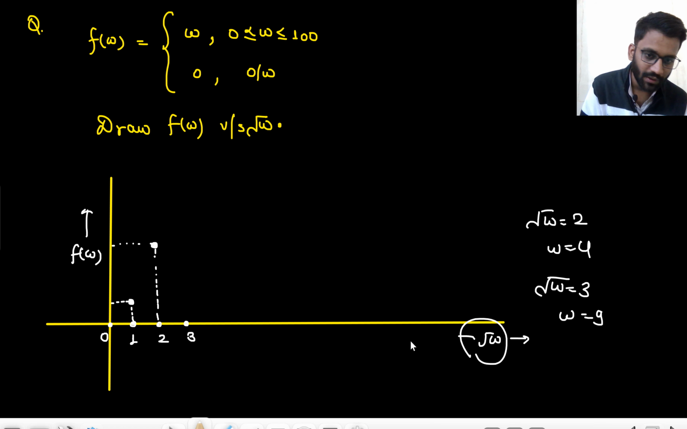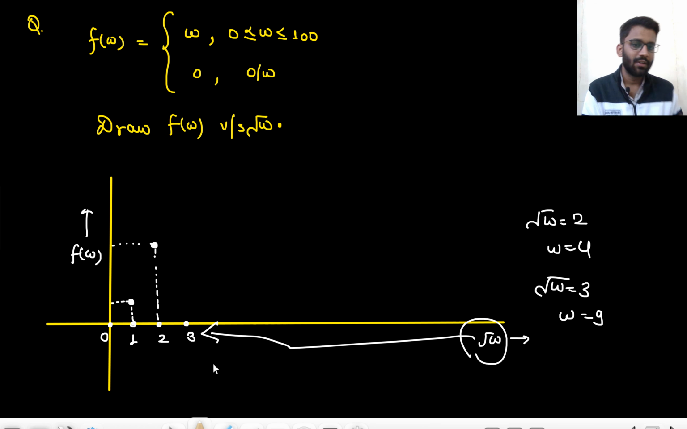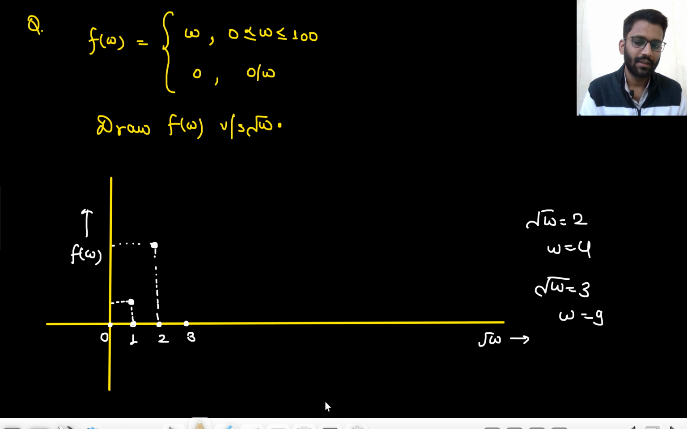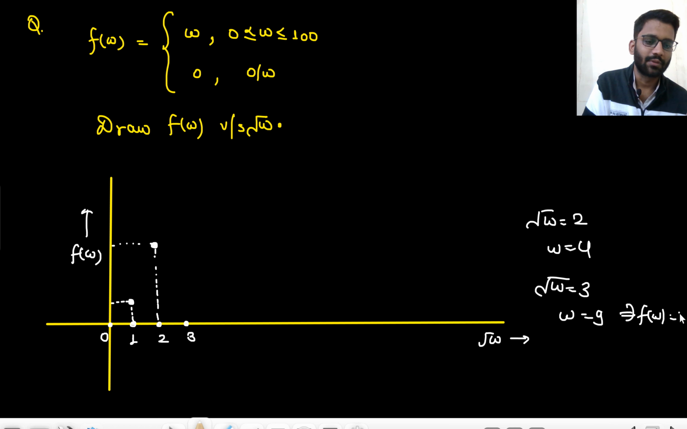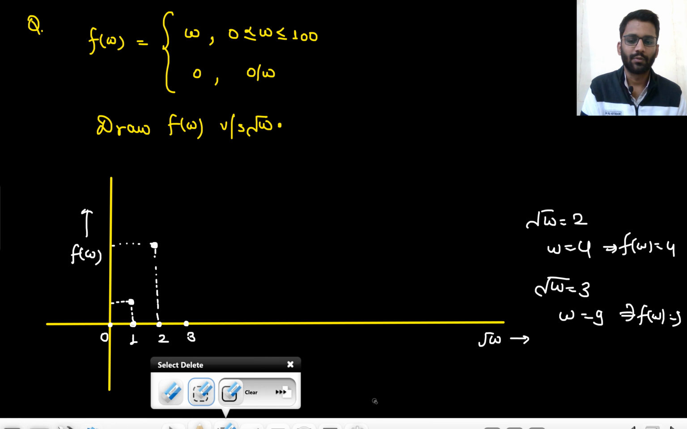This is the value of root of omega. Whatever the axis we have shown, the given value is of that variable only. That means root of omega is equal to 3. So at 3, you will get f of omega equals 9. Omega equals 9 means f of omega equals 9. Here omega equals 4 means f of omega equals 4.